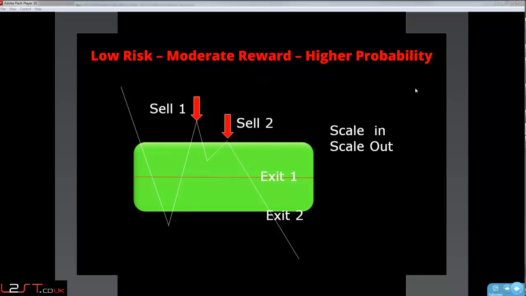Right? So this is the scaling in and scaling out. The only difference here is that you're building a position at different prices, but you're exiting at similar targets. Does that make sense, guys?